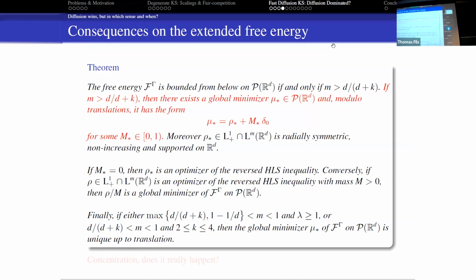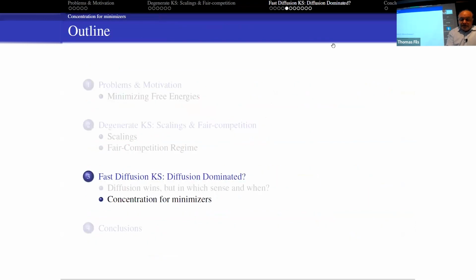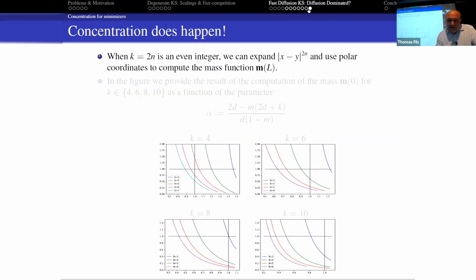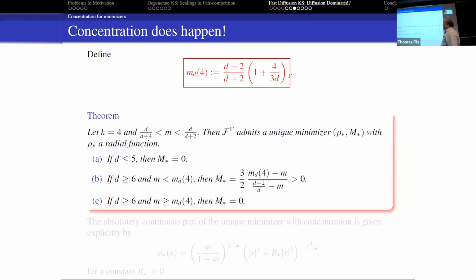But the question is, does the concentration really happen or not? In the sense that, do we have a range of m for which this M star is positive or not? So in fact, in the first paper, we just gave negative answers to that. We just gave regions in which M star is always 0. So in fact, concentration for minimizers, I wouldn't be talking about that if it were not true. So finally, we have been able to prove it. But I'm going to skip all the proof and just tell you the result. Okay, fantastic.